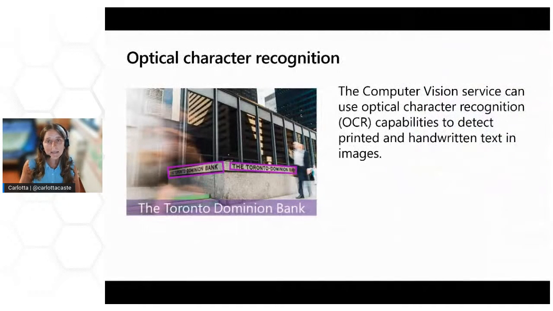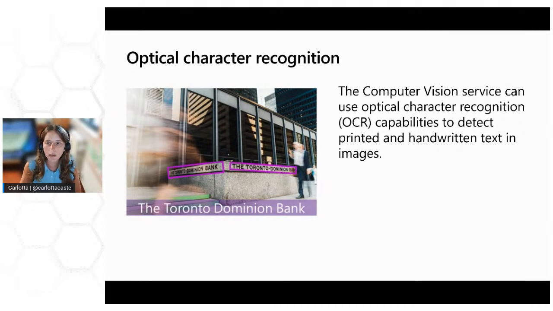Last but not least, the computer vision service can use optical character recognition capabilities to detect printed text and handwritten text in images. So in OCR, optical character recognition, a model can be trained to recognize individual shapes as letters, numerals, punctuation, or other elements of text, and convert it into a text-based data format.